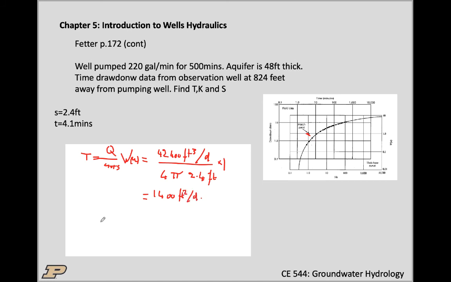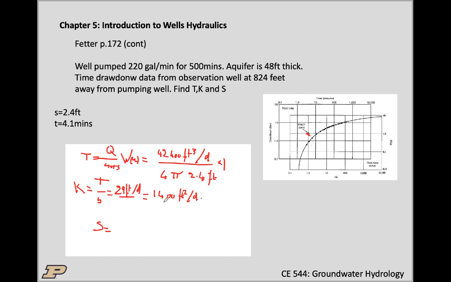Now you have that, you go into your storativity equation. What is that? Oh, sorry, K first, of course, since we're asking T and K. So K is T over b, right? So nothing new here, very simple. And that would be 29 feet per day. And you can see that this is coherent with what we've seen before, in meters per day.